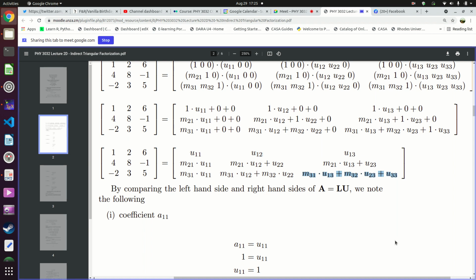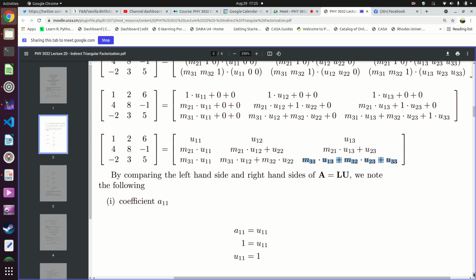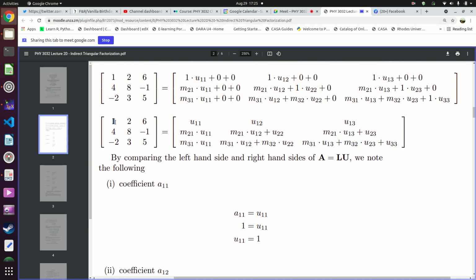If we go along that road, then you notice that your 1, which is what you have here, is going to be equal to U11, which is what you have here. 1 is equal to U11, therefore your U11 is going to be equal to 1, which is the first element in your upper triangular matrix. So U11 is going to be equal to 1. Are we clear?